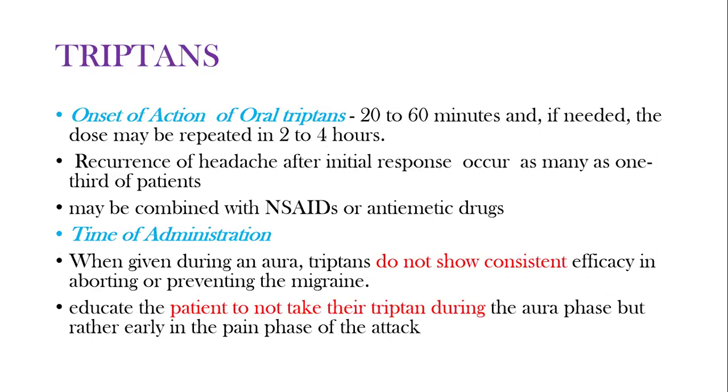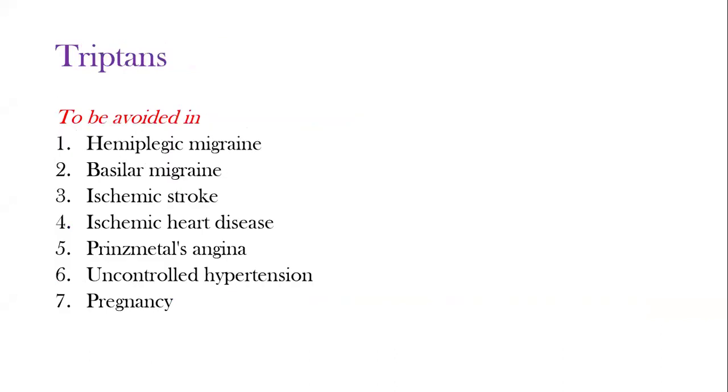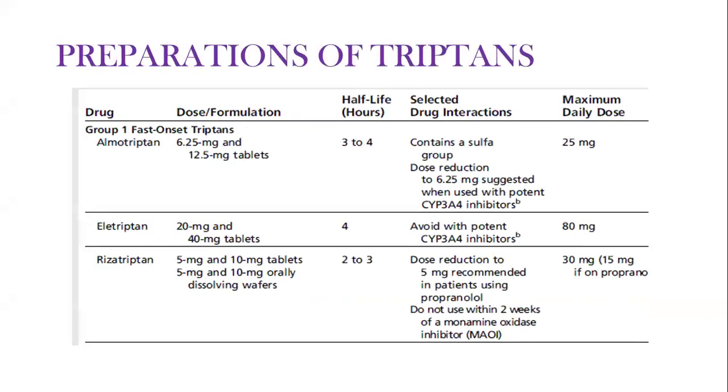The main drawback of triptans is that we should not use them in a patient with heart attack or cardiac arrhythmias, or cerebral venous thrombosis, peripheral vascular diseases, and in the elderly. In this setting, we should not use these triptans. Commonly used triptans are rizatriptan, sumatriptan, and zolmitriptan. Other triptans are almotriptan, eletriptan. We'll talk only about these commonly used drugs.